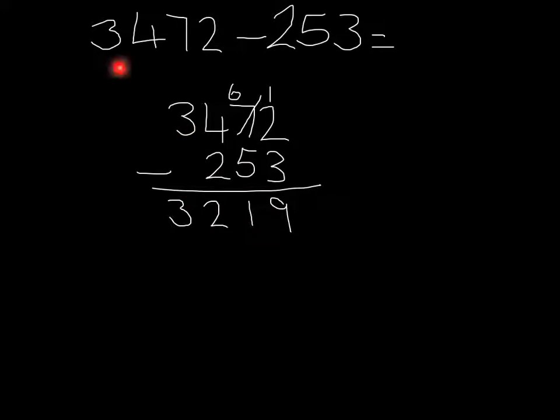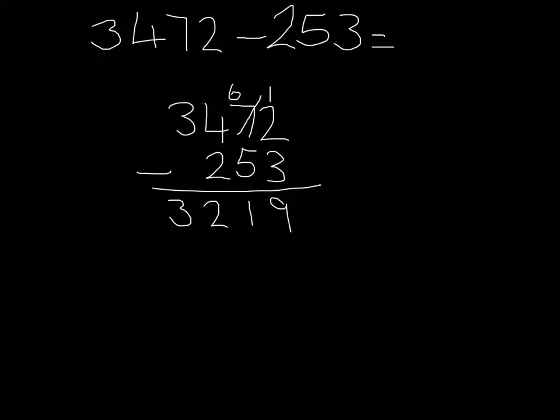From the 3,472, the 2 is the unit, and from the 253, the 3 is the unit. I made sure that they all line up in one line. In the 3,472, the 7 is the tens, and in the 253, the 5 is the tens. So again, I made sure they all line up in the correct columns. The 4 is from the hundreds column, and the 2 is in the 200s column, so again, they all line up.